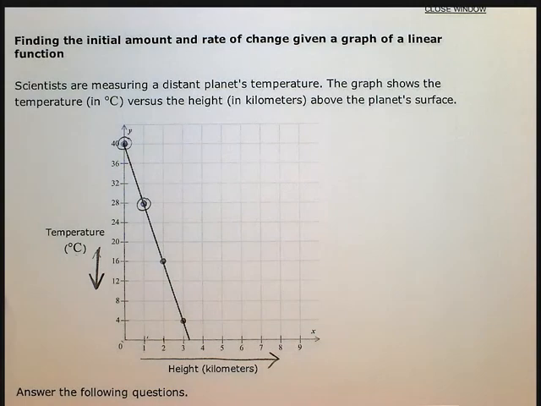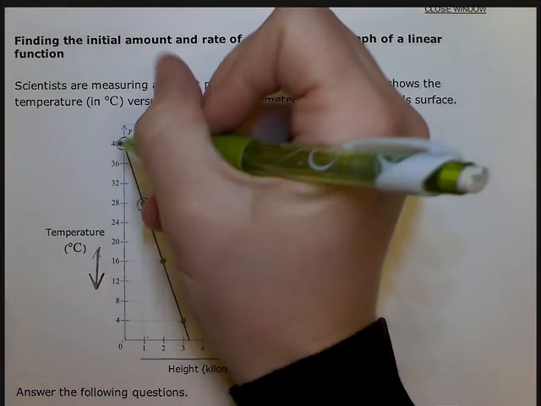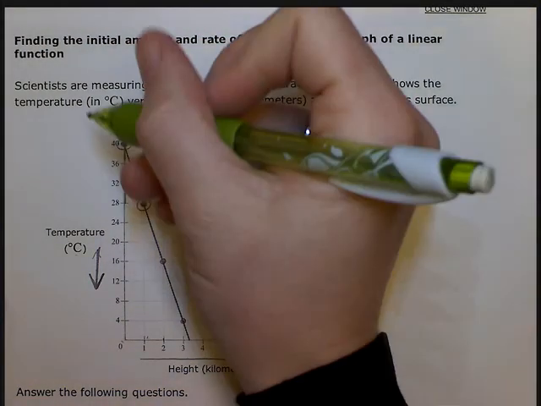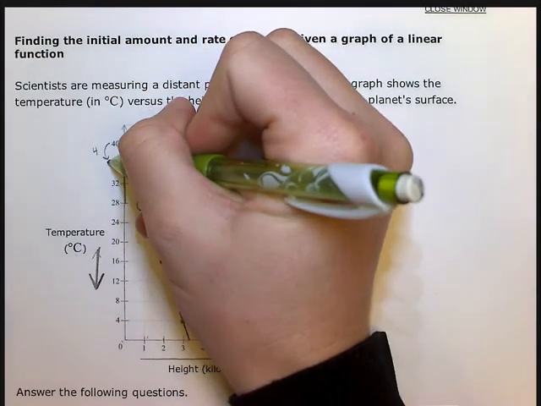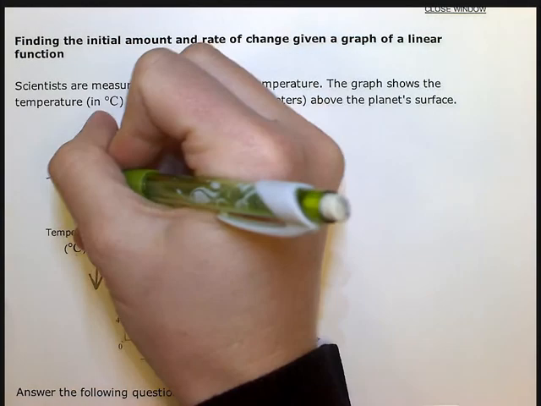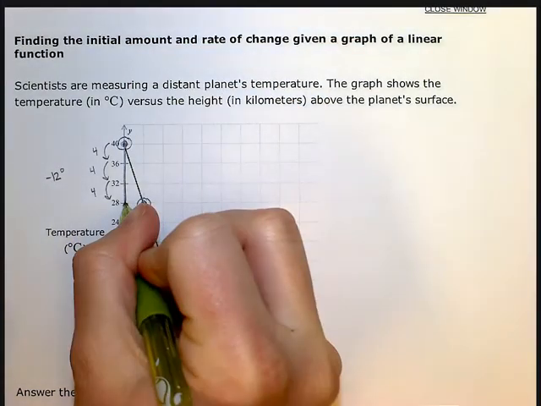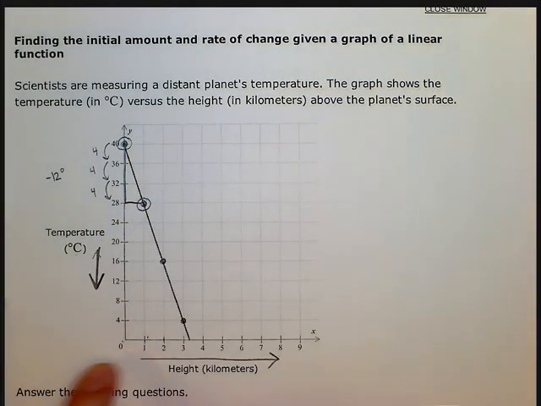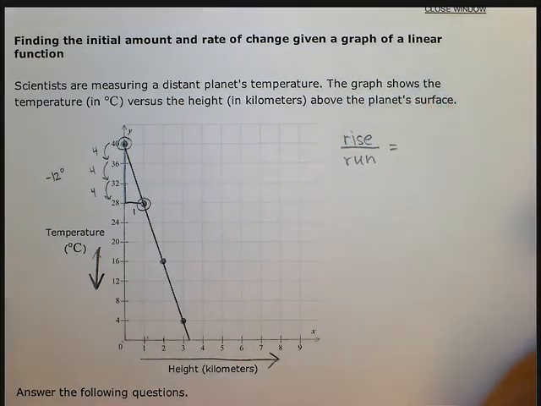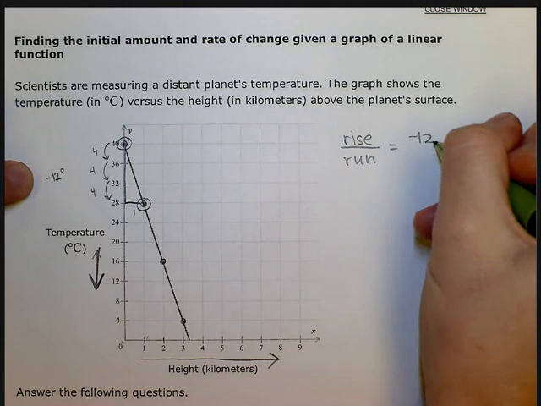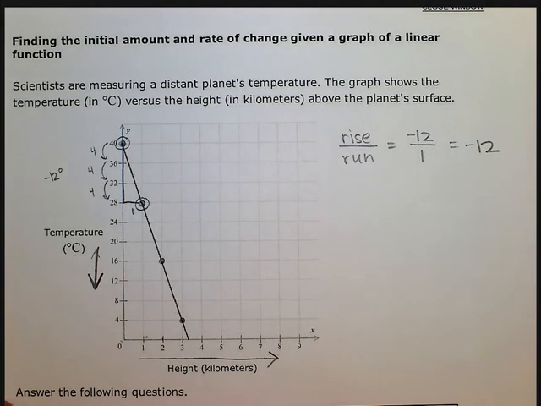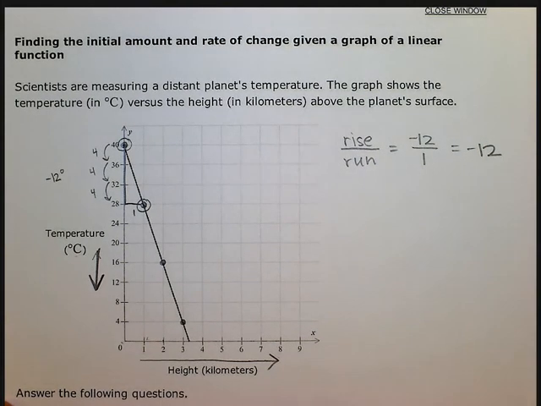So the first thing I could do is just count out my slope. Here I see I go down 1, 2, 3 boxes. But I need to be careful because I see that each box is 4 degrees. So if I go down 3 boxes, that's actually going down -12 degrees. And then I'm going to go over 1 box. But 1 box in height just means 1 kilometer. So my rise over my run, my rise was -12 and my run was 1. So my slope here would be -12 degrees per kilometer.